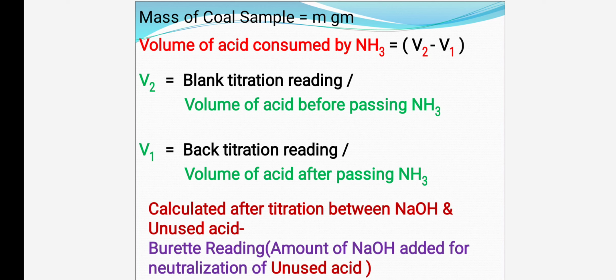So what do we calculate here? The acid consumed and how much acid is left behind, that we can calculate after the titration between NaOH and unused acid. As I said already, the burette reading means the amount of NaOH added for neutralization. We add NaOH for neutralization. Neutralization of what? Neutralization of unused acid that is left behind after reaction with ammonia.